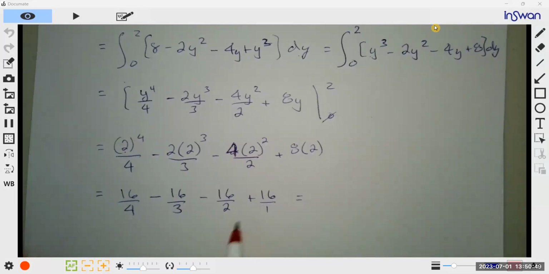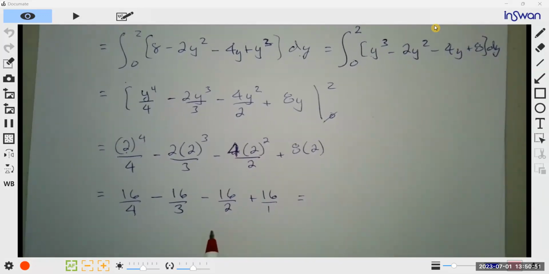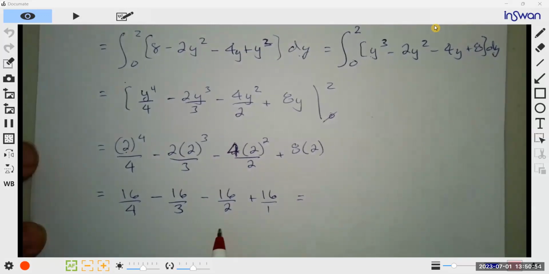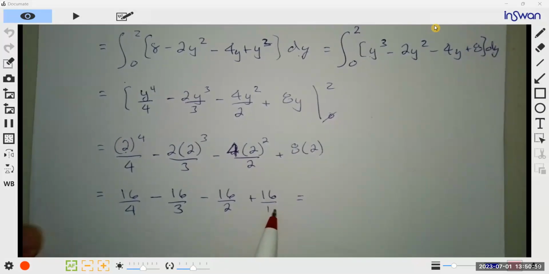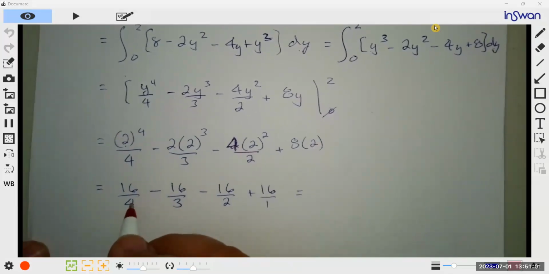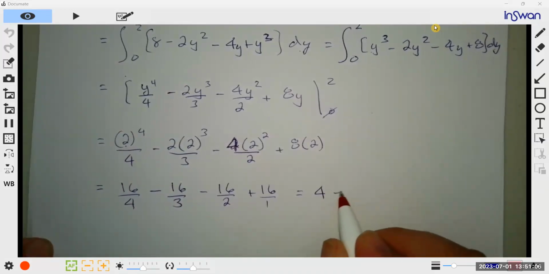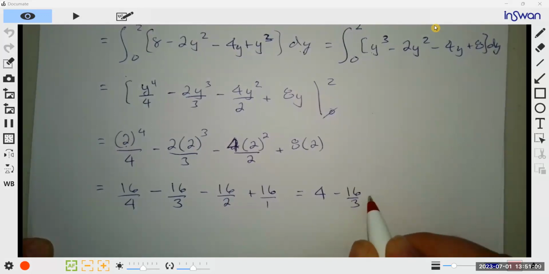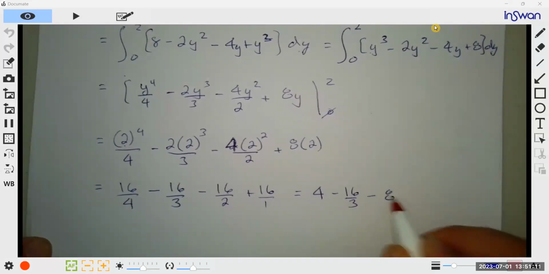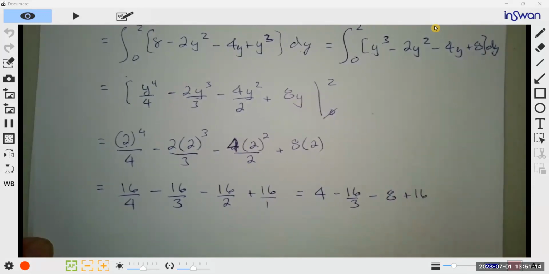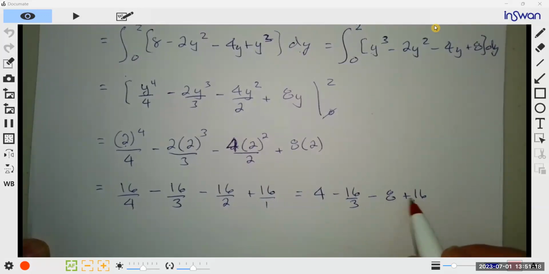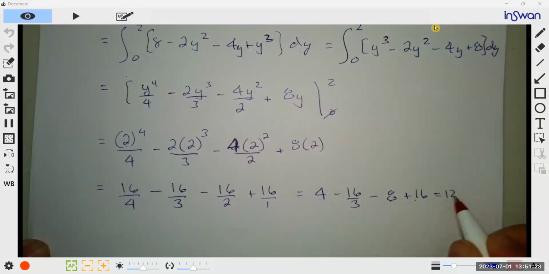Okay, at this point, we can either simplify all these things and then get a common denominator, which I suggest, because if not, the LCD would be ridiculously high. So 4 goes into 16 4 times. 2 goes into 16 8 times. So 16 minus 8 is 8, plus 4 is 12.